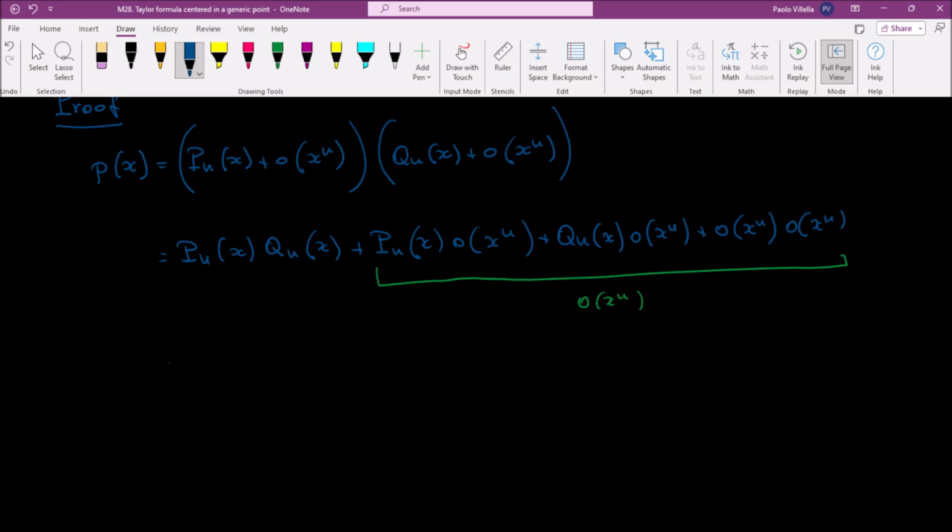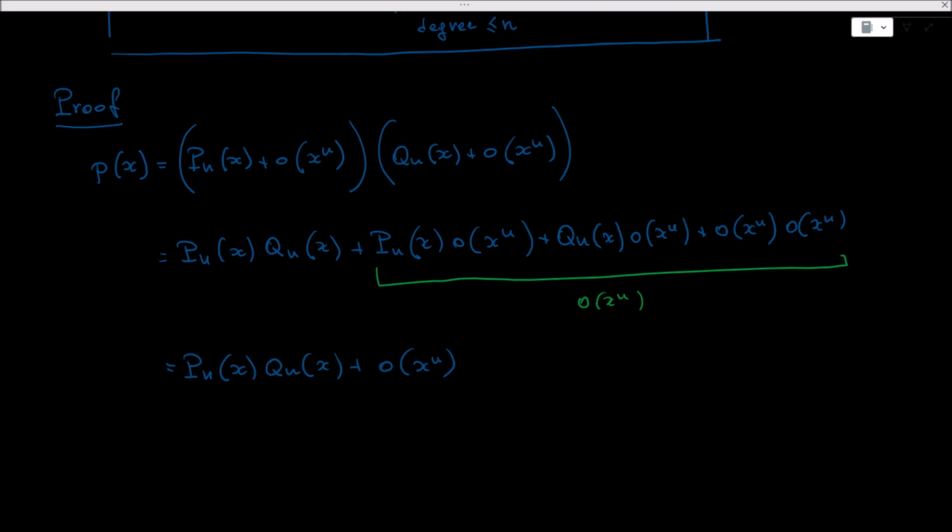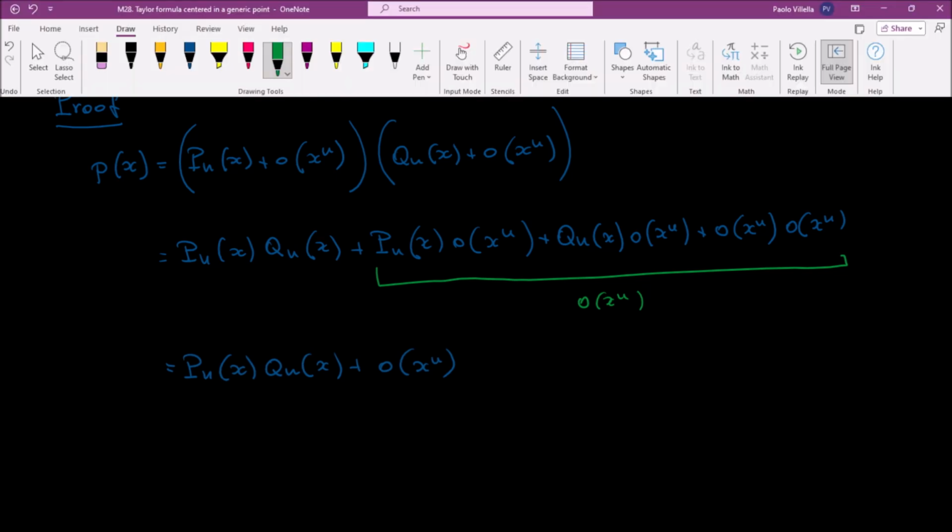Now, you might still have a doubt that these three terms are indeed little o of x to the n. Let's pick one of them, because the other proofs are totally similar to this. Let's say, for example, that we want to prove that Pn of x times little o of x to the n is indeed little o of x to the n.